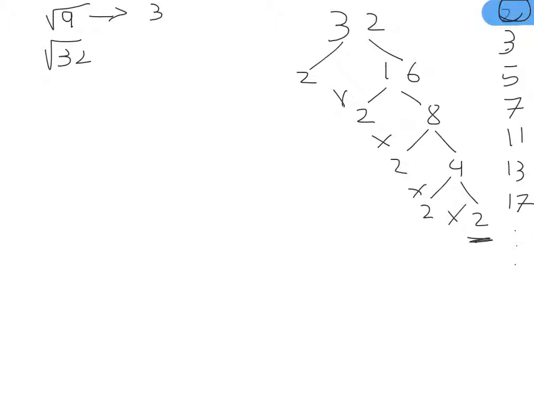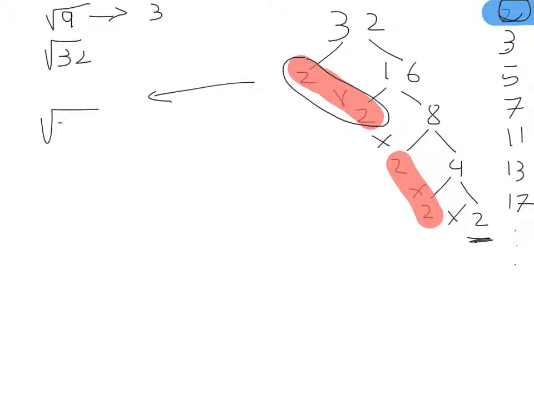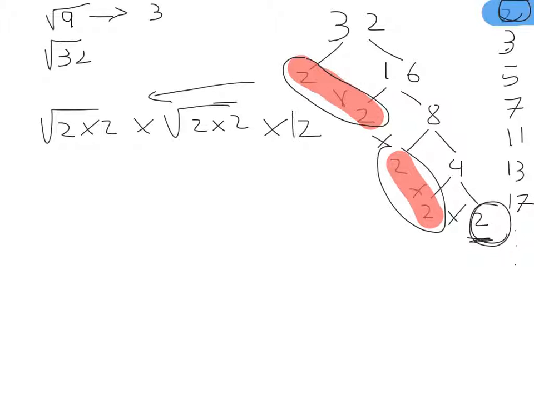So there are quite a few squares there. For example, we have 2 times 2, 2 times 2, and then we have an extra 2. If we take this 2 times 2, we can write it this way: 2 times 2 times this 2 times 2, times this one, 2. So we just rewrote the square root of 32 as the square root of 2 times 2, times the square root of 2 times 2, times the square root of 2.